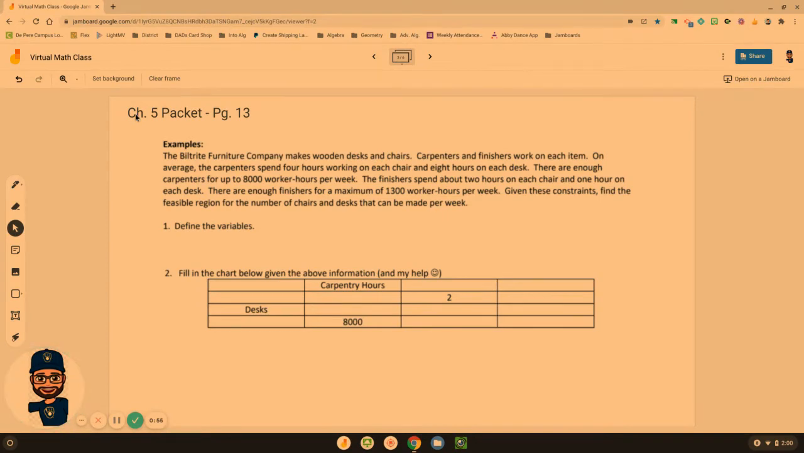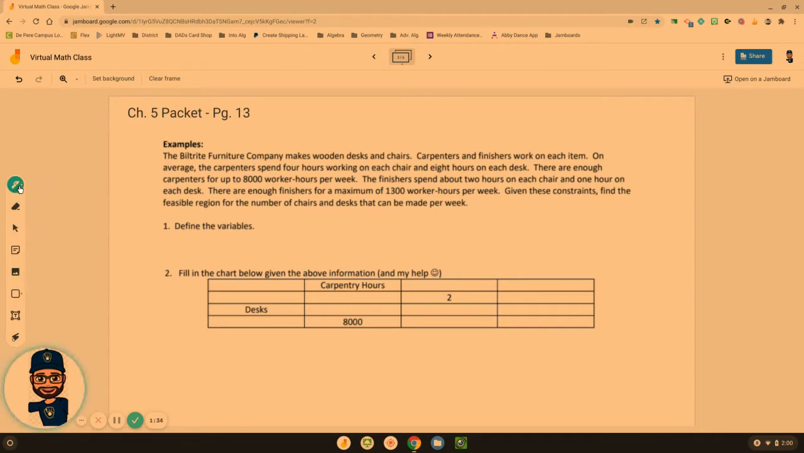It's called the Built Right Furniture Company, which makes wooden desks and chairs. Carpenters and finishers work on each item. On average, the carpenters spend 4 hours working on each chair and 8 hours on each desk. There are enough carpenters for up to 8,000 worker hours per week. The finishers spend about 2 hours on each chair, 1 hour on each desk. There are enough finishers for a maximum of 1,300 worker hours per week. Given these restraints, find the feasible region for the number of chairs and desks that can be made.